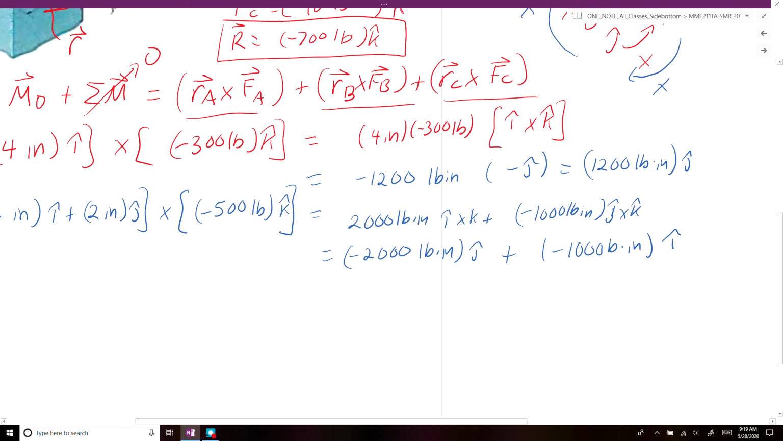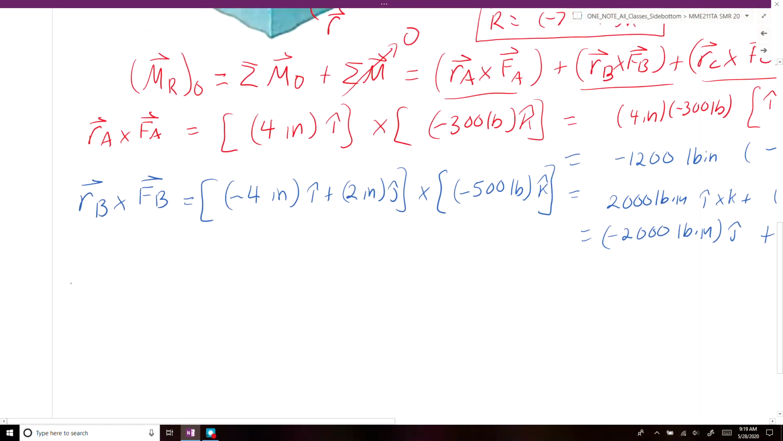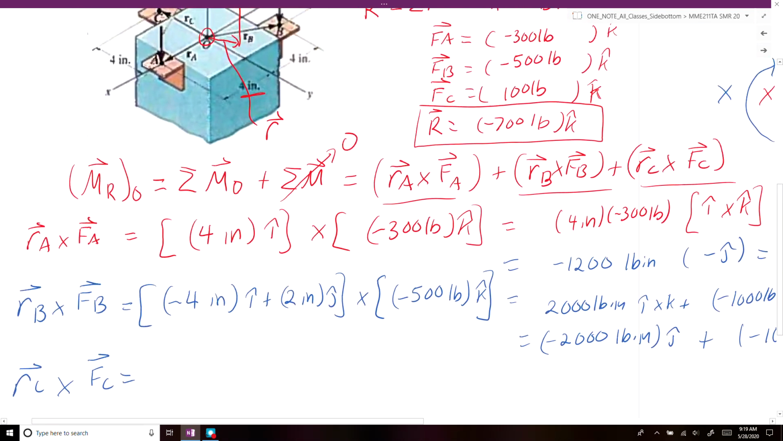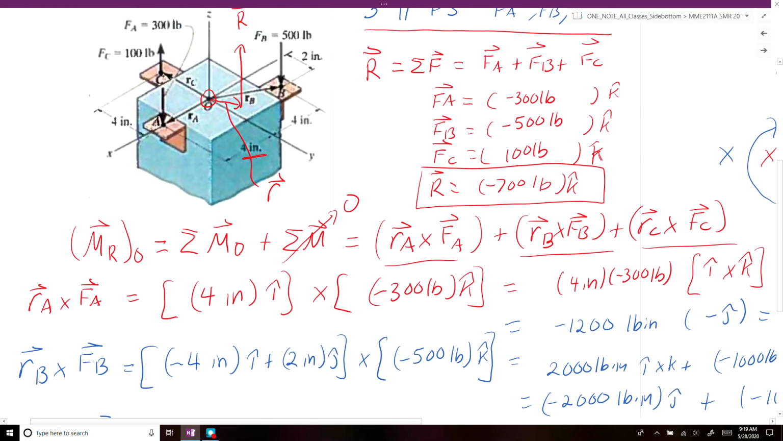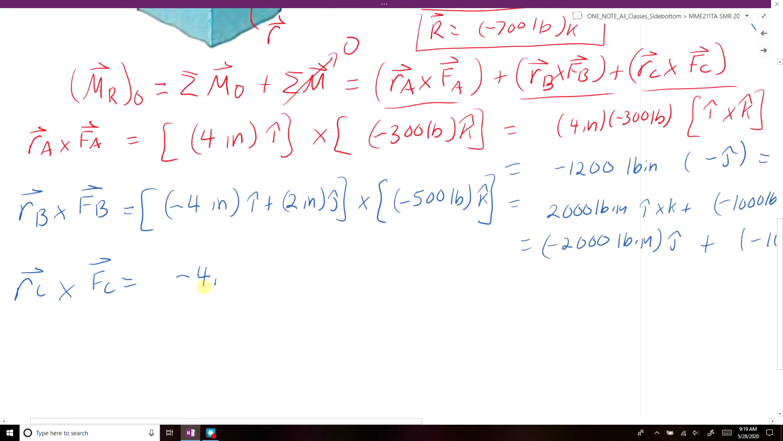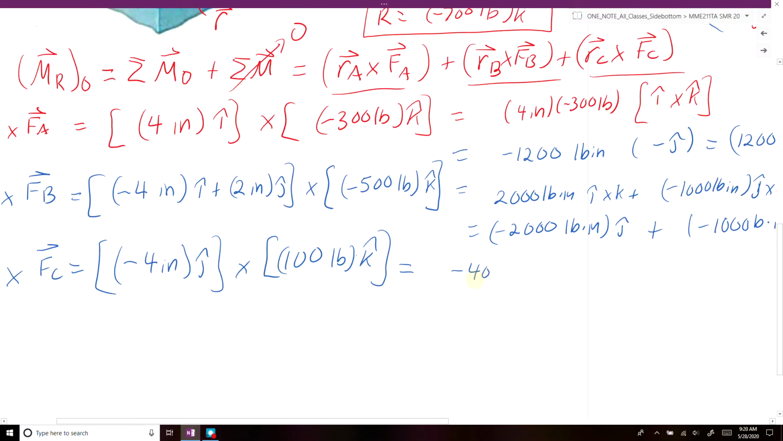All right. And then the last cross product we need to determine is RC cross FC. If we do that, we get RC is equal to minus 4 inches along the y-axis, and FC is equal to positive 100 pounds along the z-axis. So we take that cross product, we get minus 400 pound inches times J cross K.